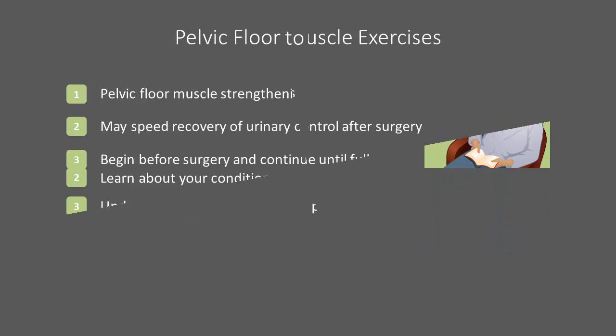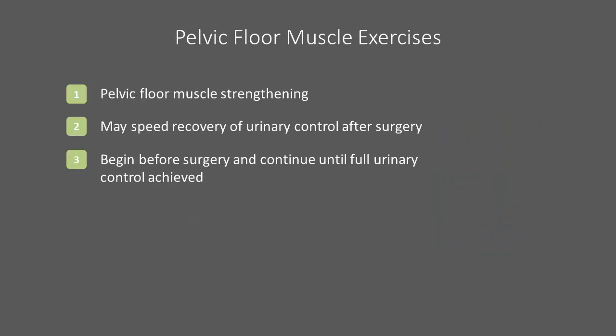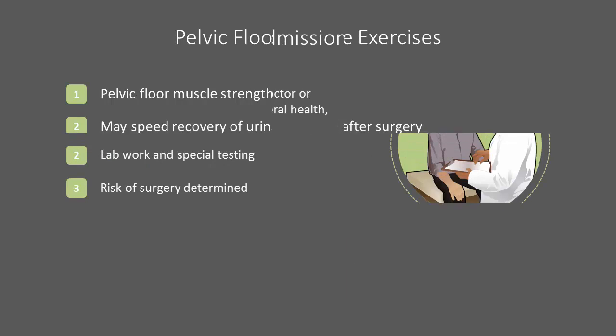In preparing for surgery, some doctors will also recommend that you begin to do pelvic floor muscle exercises, also called Kegel exercises, which are a type of pelvic muscle training. These exercises may speed the recovery of urinary control after surgery. It is generally recommended that you begin these before surgery and continue them after catheter removal until full urinary control is achieved. A separate module is available that describes in detail how to perform these exercises.